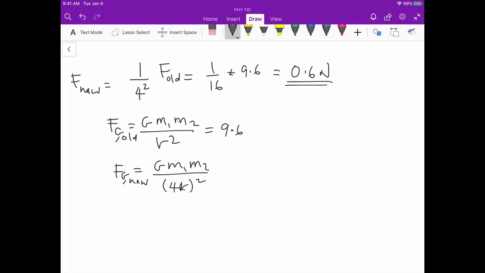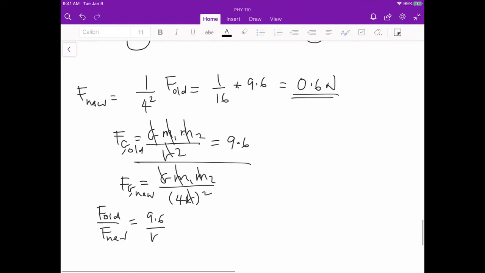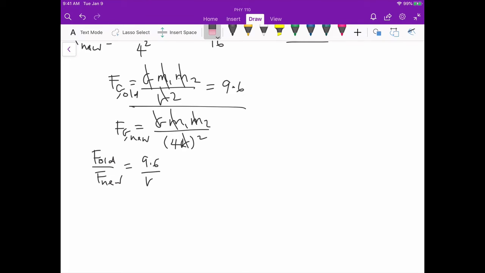Okay, so how do you compare those two? You can take the ratio between those two, and it's going to be literally the same answer. Your F old divided by your F new. If you take the ratio, gravity cancels out, mass cancels out, radius squared cancels out. The only thing left is 1 over 4 squared. So that is 9.6 divided by 4 squared. So this will lead you to the same answer.